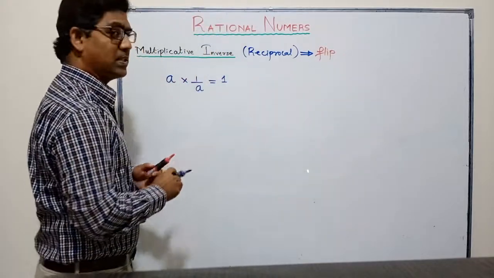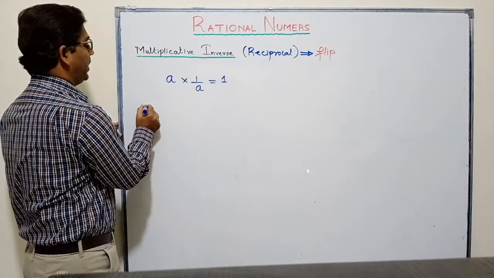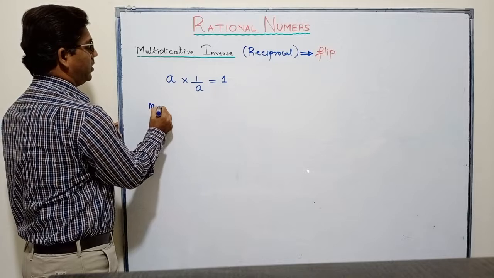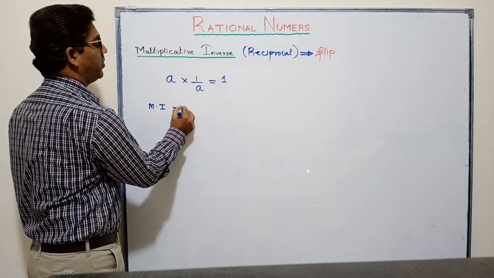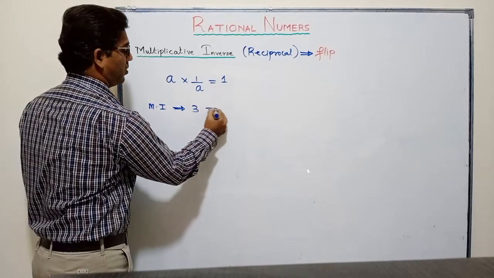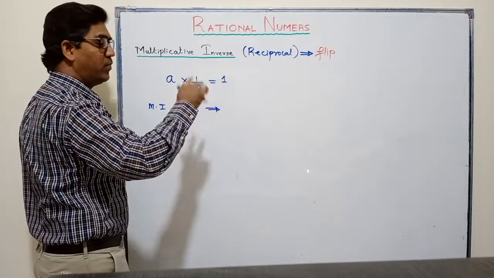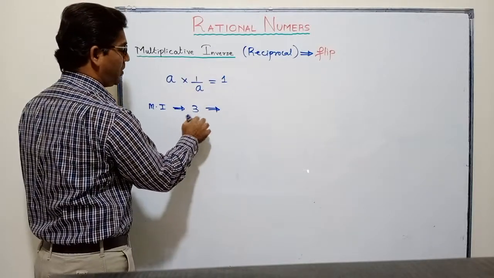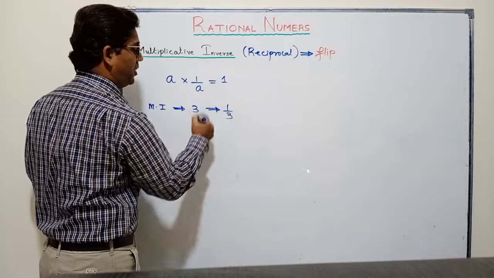So, let's look at some example. So, if I want to find multiplicative inverse of 3, to find the multiplicative inverse, you will flip the number. So, 3 means 3 upon 1. So, when you flip, you get 1 upon 3.